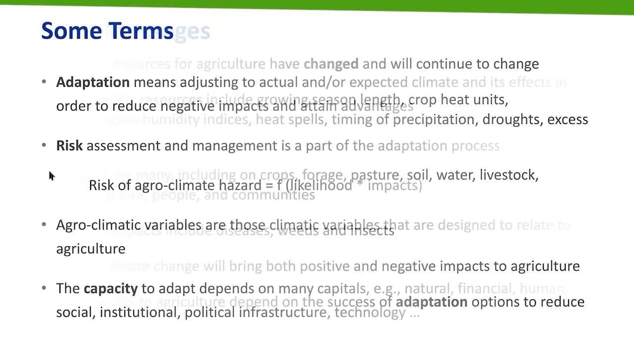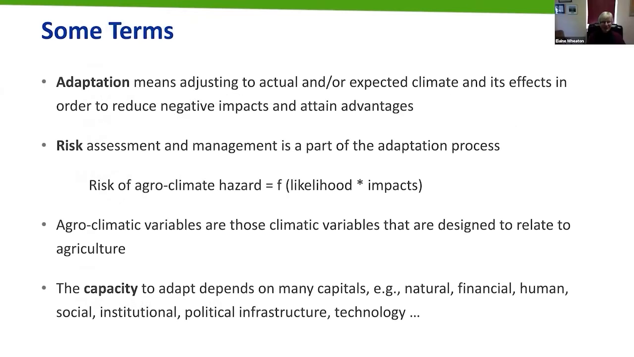So here are some terms, just to put us on a more common level of understanding. I'm using the climate definition of adaptation. The climate realm has a lot of specific terms, so here are just a few. Adaptation means adjusting to actual or even the expected climate change and its effects. Risk assessment and risk management is really a large part of that adaptation process linked to those changing agroclimates. And the risk, as you've heard before in the other presentations, is a function not only of the impacts, but of the probabilities of those impacts. I've mentioned agroclimate variables before, and they are those ones really linked with agriculture.